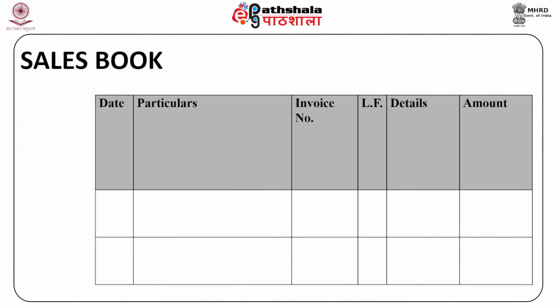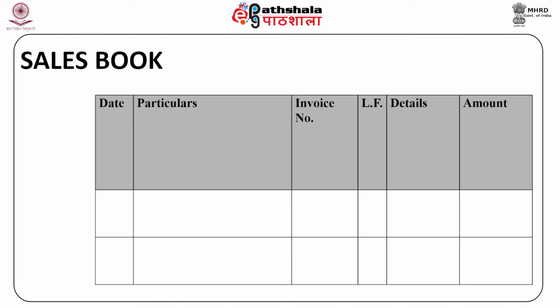We can discuss about each column. Date. This column contains the date of sale of goods on credit. Then particulars, the name of the customer, name of the articles and quantities sold, etc., are entered in this column. Invoice number. This column contains the number printed on the invoice issued at the time of sale. Then LF, the page number of the ledger at which the account of customer or debtor appears and the corresponding posting has been made, is written in this column.